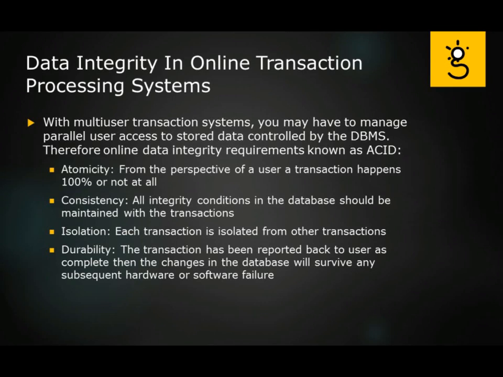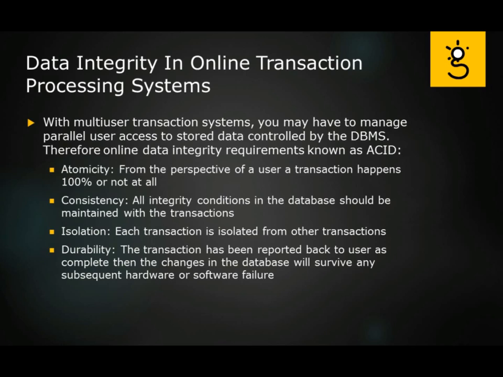Now, with our multi-user transaction systems, you may have to manage parallel user access to the stored data that is being controlled by the database management system. That means that we have to have some sort of online data integrity requirements, and many of the DBMSs do that with what's called ACID, A-C-I-D.